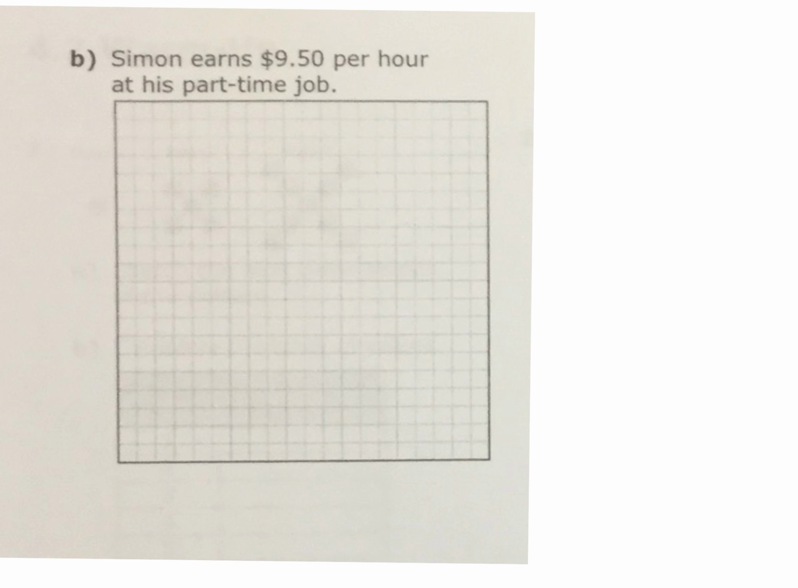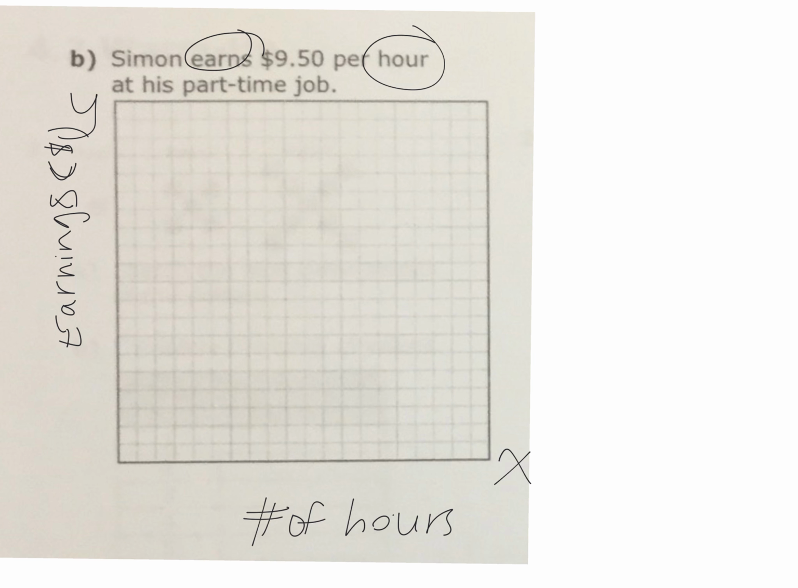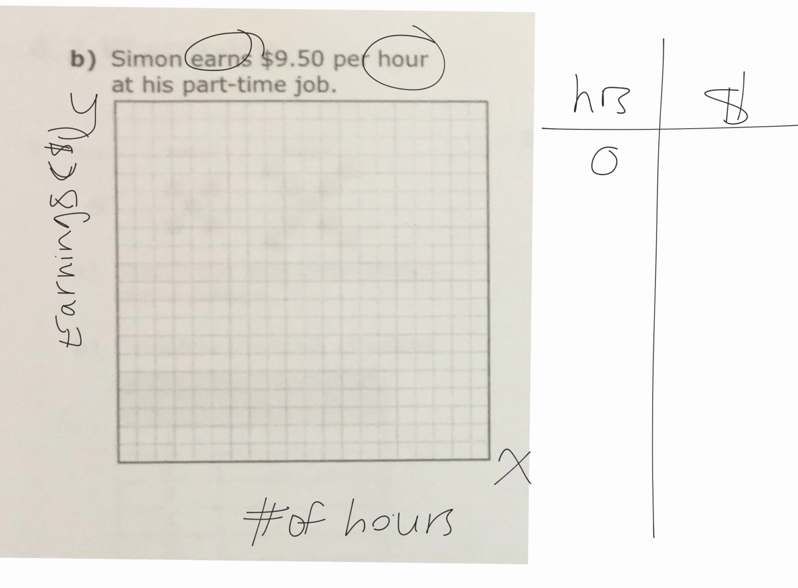So for B, again, we're looking at a relationship between how much he earns and how many hours he works. Do his earnings depend on how many hours he's working? Yes, so earnings is dependent, which means it's on the y-axis. Hours is on the x-axis. Okay, you can make a table, hours and earnings, how much he earns. If he works 0 hours, how much does he make? $0.